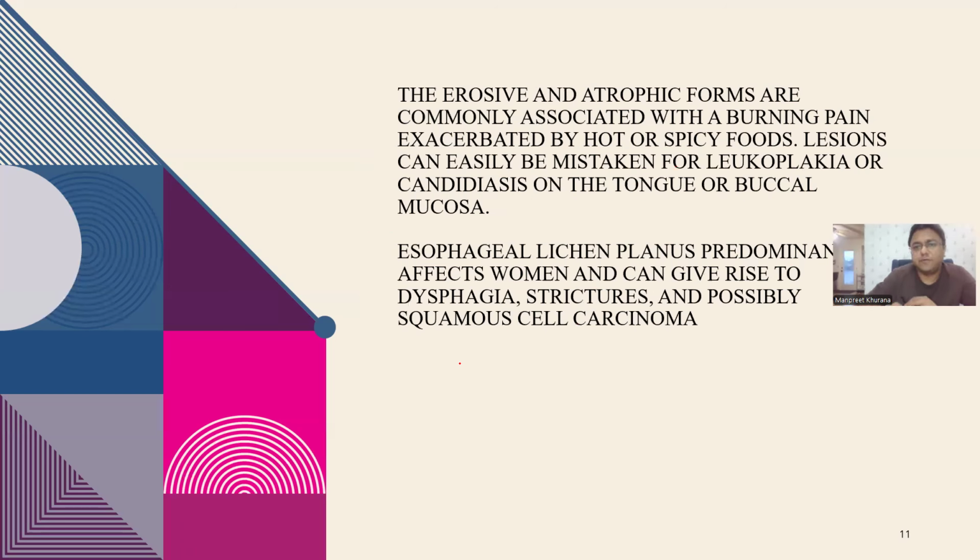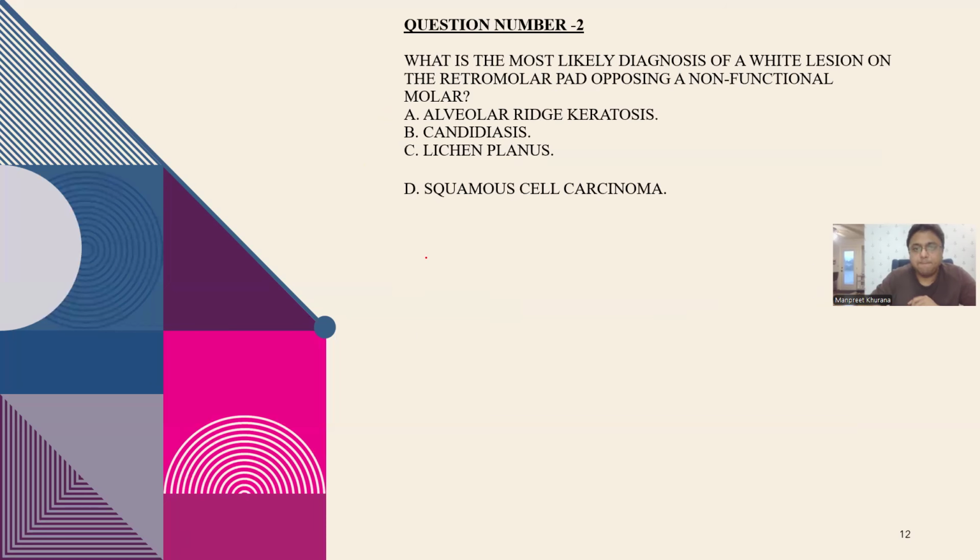The erosive and the atrophic forms are commonly associated with burning pain exacerbated by hot or spicy foods. Lesions can easily be mistaken for leukoplakia or candidiasis on the tongue or buccal mucosa, so you can say we can involve them in the differential diagnosis. Esophageal lichen planus predominantly affects women and can give rise to dysphagia, strictures, and possibly squamous cell carcinoma.